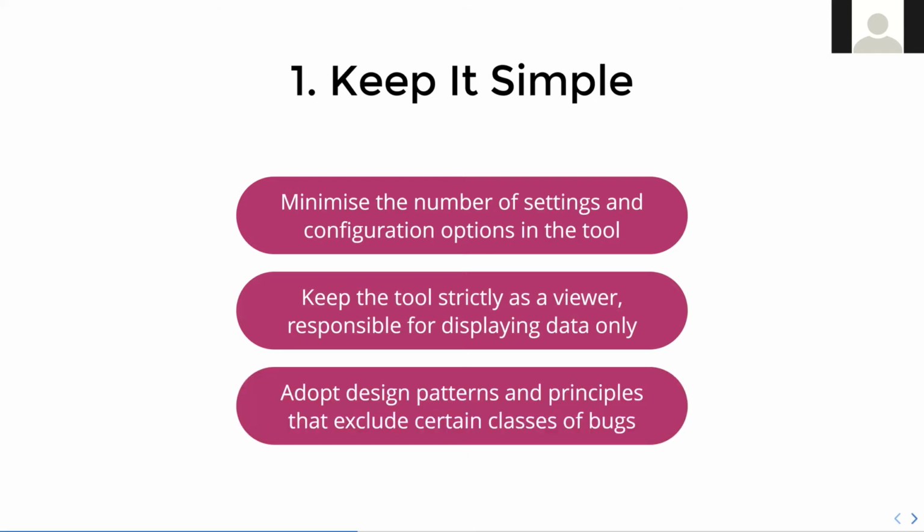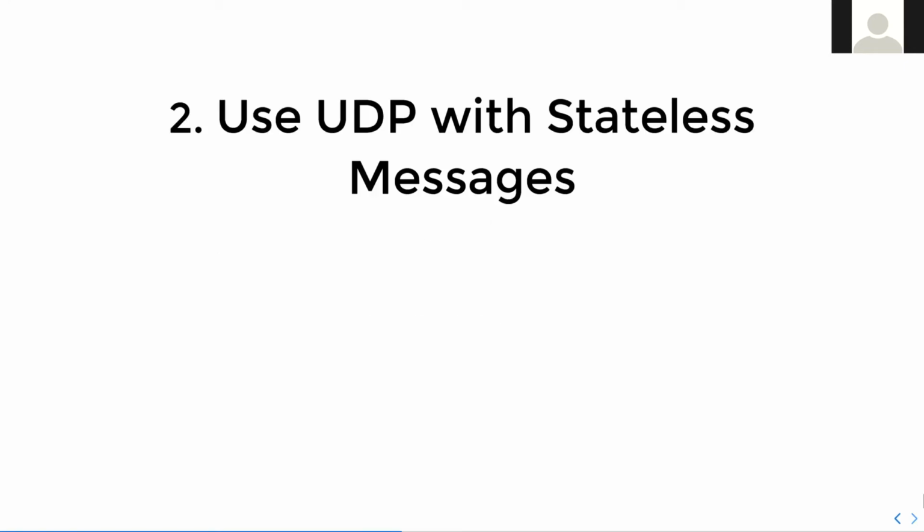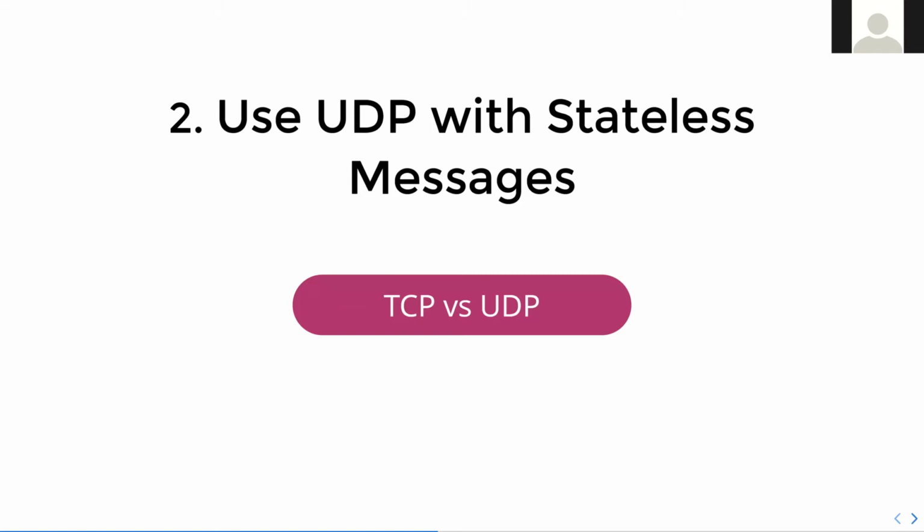Another way we try to keep it simple is by adopting certain design patterns and principles that exclude an entire class of bugs, some of which we're going to talk about next. One of these is using UDP with stateless messages. To see what I mean, let's consider TCP versus UDP. In our case, we prefer to use UDP over TCP because if the network performance is poor, which is something that happens at RoboCup, TCP can make it worse when it tries to ensure delivery.